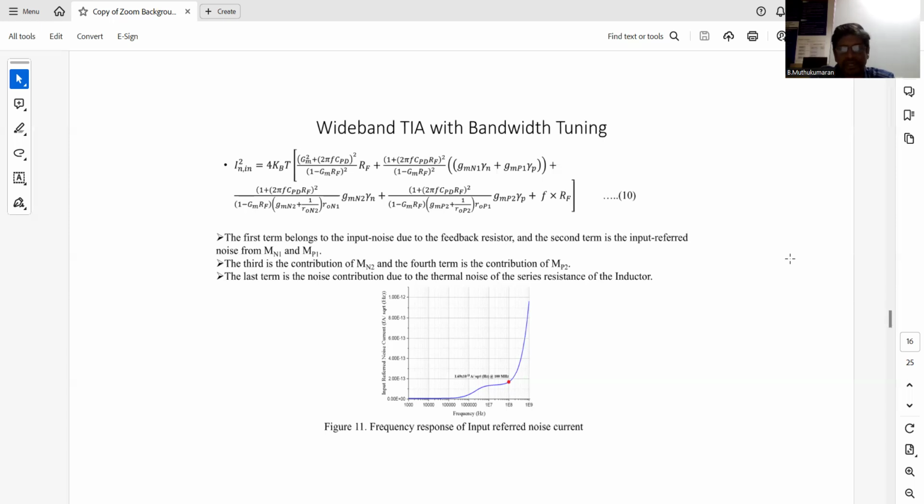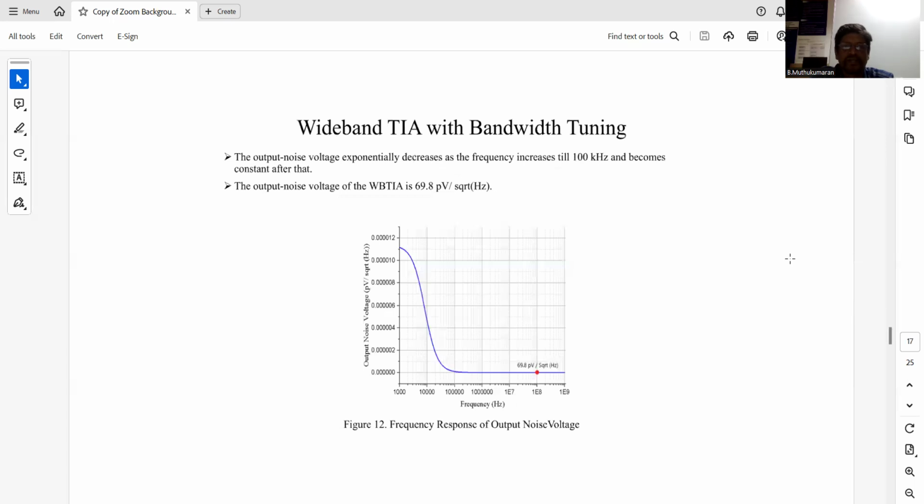So the proposed TAA has an input referred noise of about 1.169 femtofarad around the frequency range of 100 megahertz. This figure shows the frequency response of the output voltage. The output noise voltage exponentially decreases as the frequency increases till 100 kilohertz. After that, it becomes constant. So the wideband TAA provides an output noise voltage of 69.8 picovolt per root hertz.